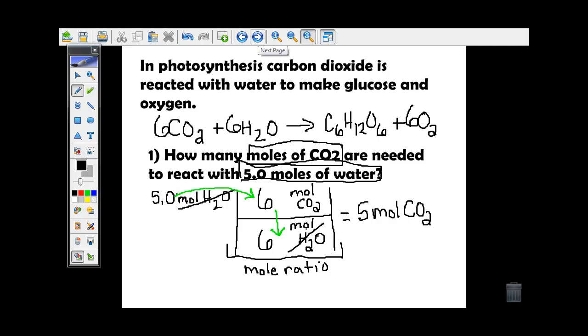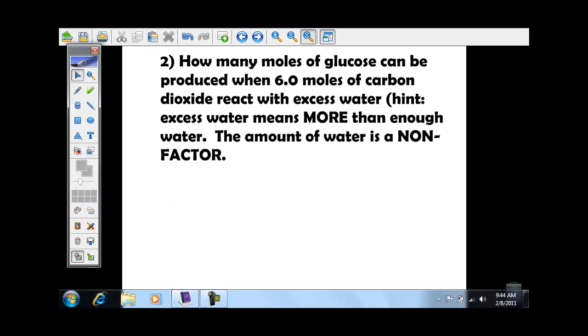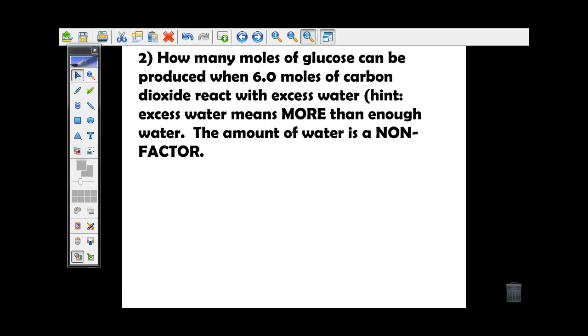Let's go to a second example. Same reaction. This one's a much longer problem. How many moles of glucose can be produced when 6 moles of carbon dioxide react with excess water? Hint, excess water means more than enough water. The amount of water is a non-factor. That means we've got way more water than we could ever use up, so we don't even need to think about it or consider it. So let's write down what's given.